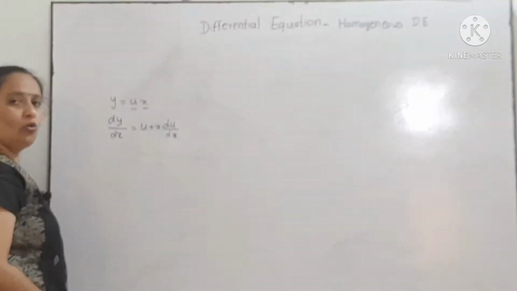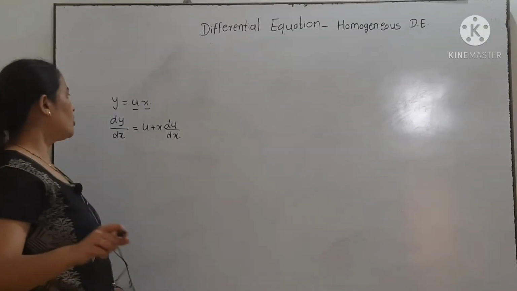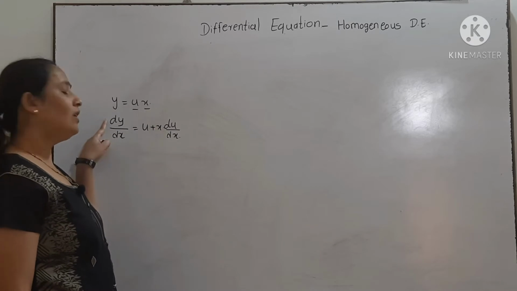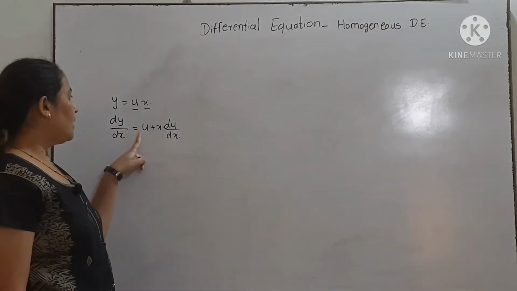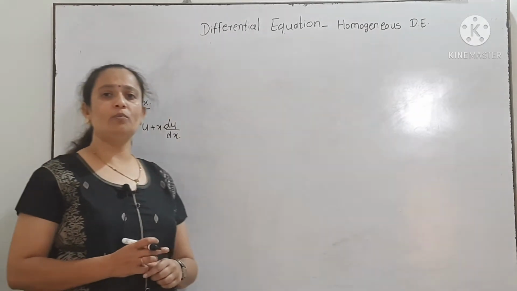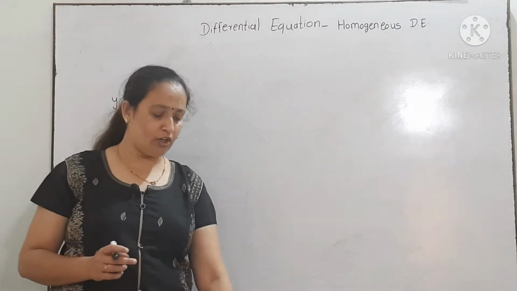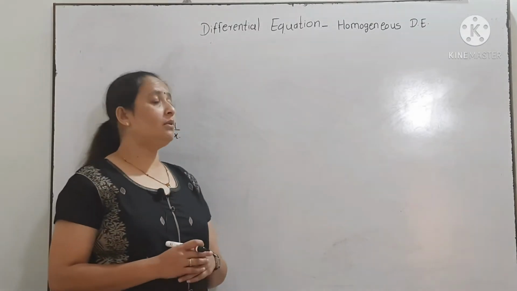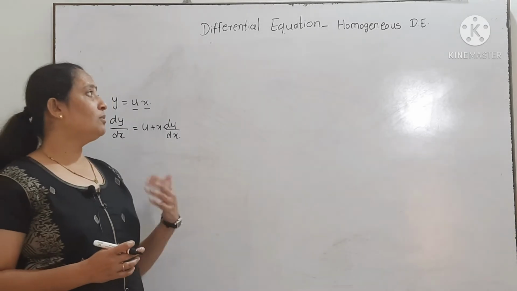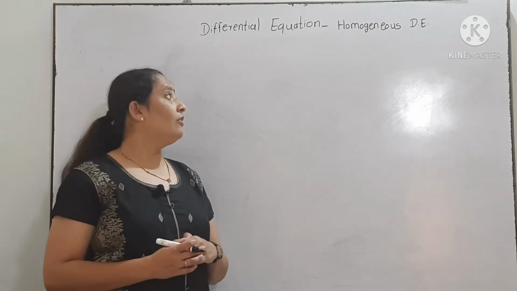For the homogeneous system, we use the substitution y is equal to ux and replace dy by dx with u plus x into du by dx. This homogeneous system reduces to variable separable form, and by using the previous method, we know how to solve the variable separable form.